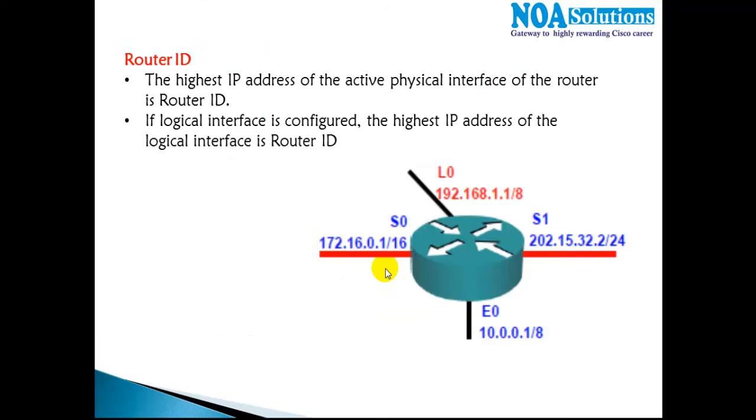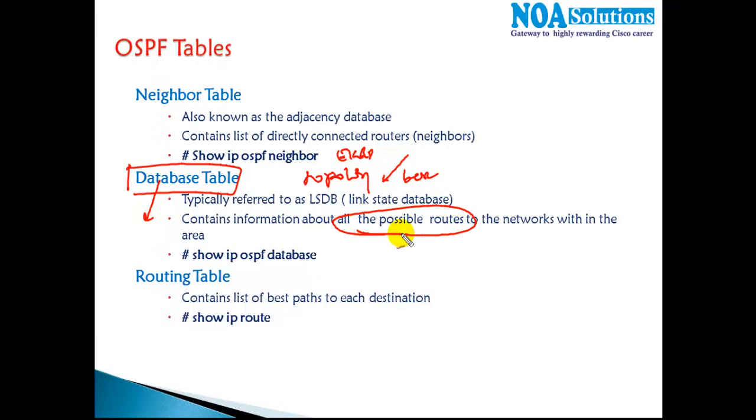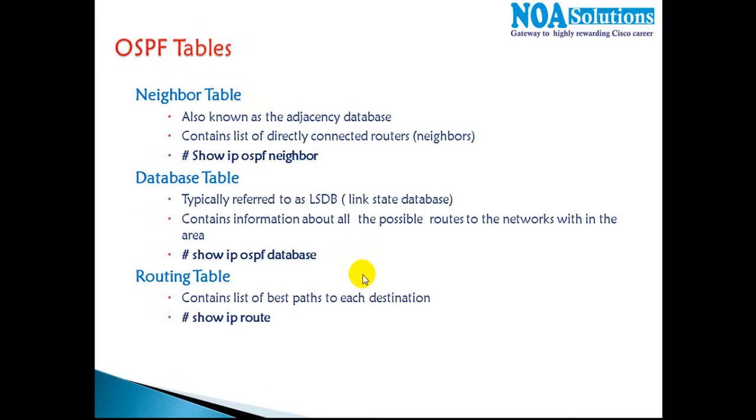And the next thing, what is router ID? Router ID is something that identifies one router with some specific name, and it should be a unique name. And then the tables: the major difference between the OSPF topology, the OSPF database table, and the EIGRP topology table is that in EIGRP it's going to maintain only the best route information, whereas the OSPF database is going to maintain all the possible routes information. That's the major difference between the OSPF database table and the EIGRP topology table.